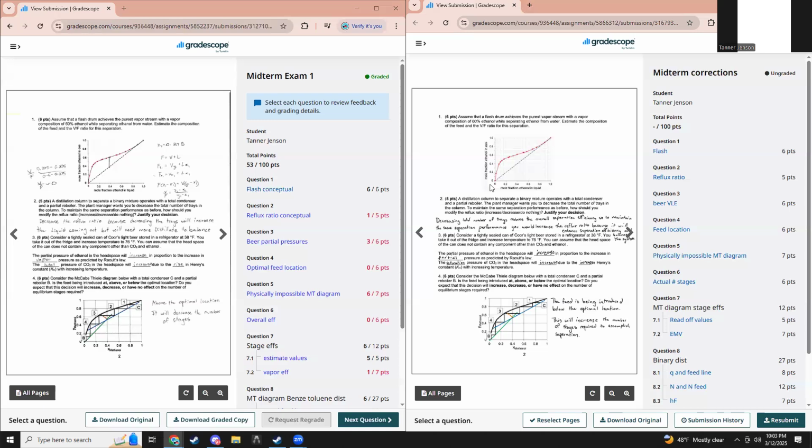So they're inversely proportional to each other. So if you raise one, you have to lower the other. If you lower one, you have to raise the other to keep the same separation performance as before.